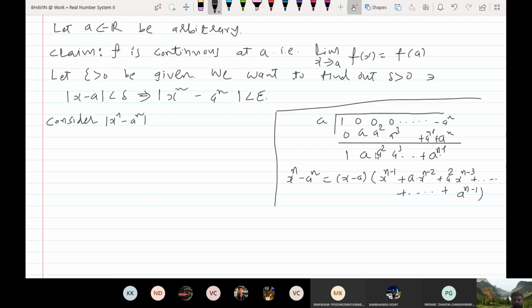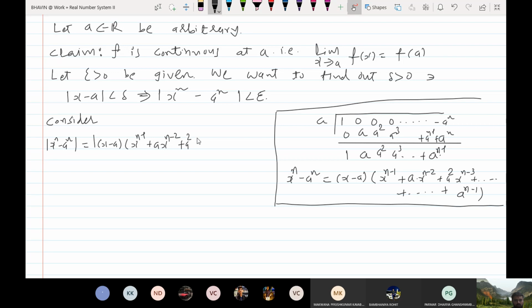So this is equal to, let me write down here. x raised to n minus a raised to n is equal to (x minus a) into bracket x raised to n minus 1 plus a into x raised to n minus 2 plus a square into x raised to n minus 3, and so on. The last term will be a raised to n minus 1.